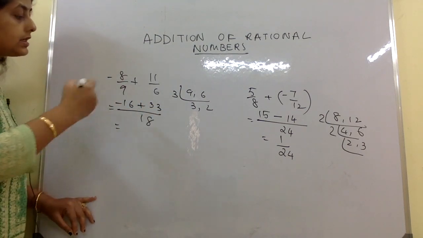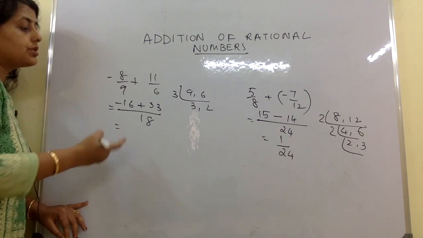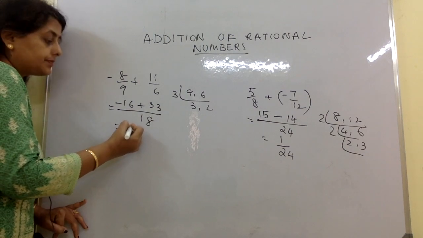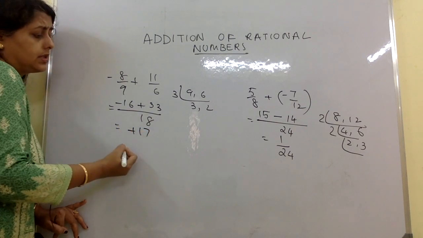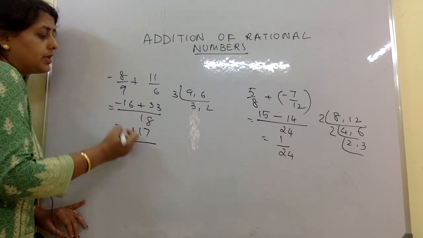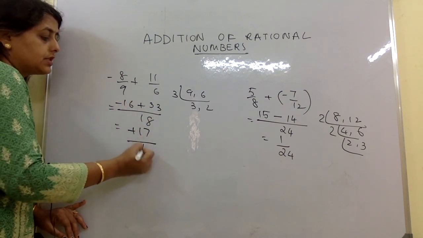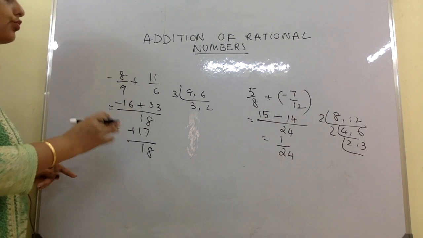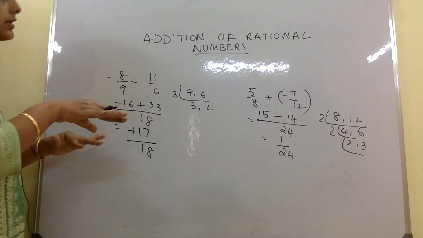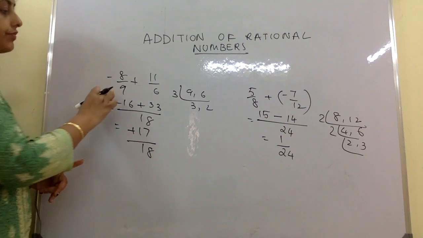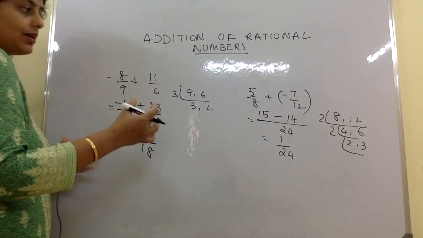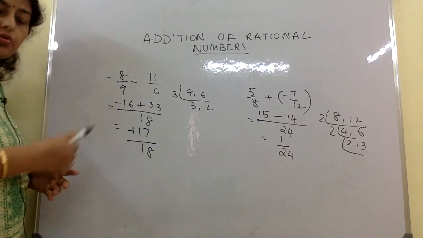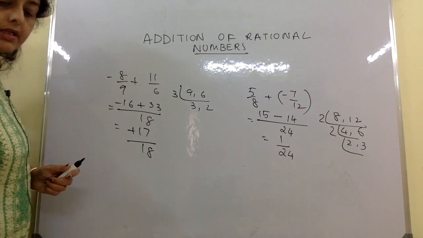So 33 and 16, how much does it give you? So I have to find the difference. So it is 17. So plus 17, because we need to subtract, this is integer work that I have just done. 17 by 18 is my answer. So I have just shown you one addition where we had the same denominator and one addition where we had different denominators. In one we had the minus sign later, in one we had the minus sign in front, but it made no difference.